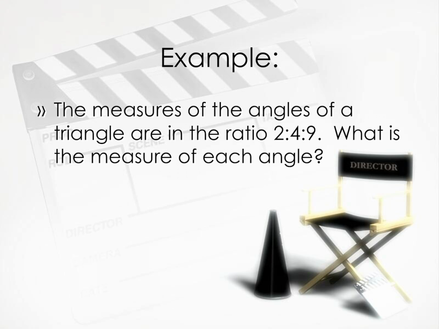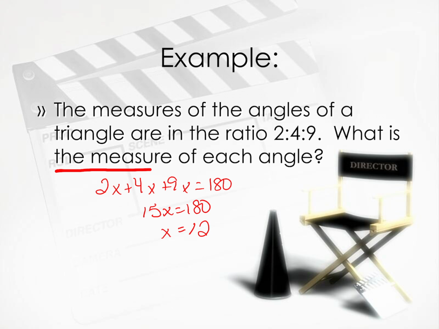So here it says the measures of the angles of a triangle are 2, 4, 9. What is the measure of each angle? Remember, angles have to add to 180. So what you're going to do is just add x's to this. You have 2x plus 4x plus 9x has to equal 180. So if we add all those up, that's 15x equals 180. So our x is 12.